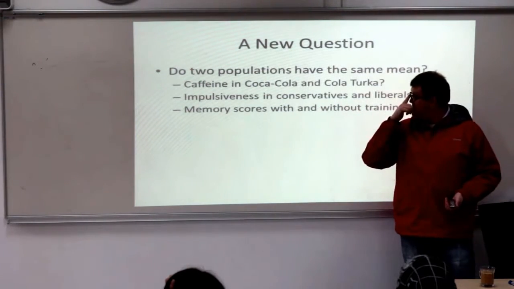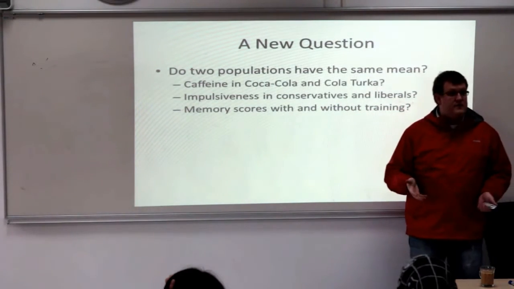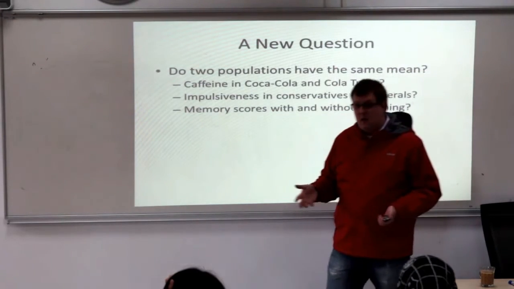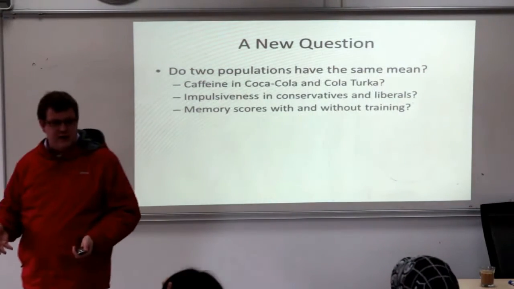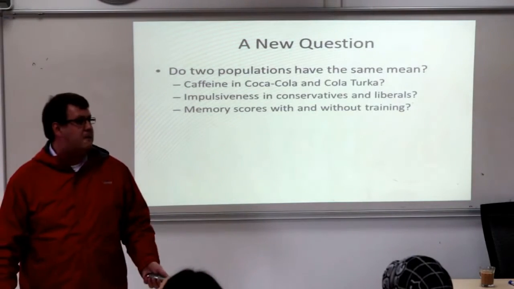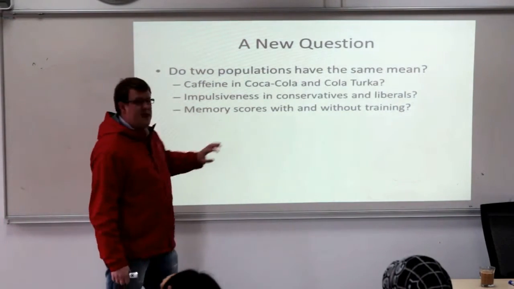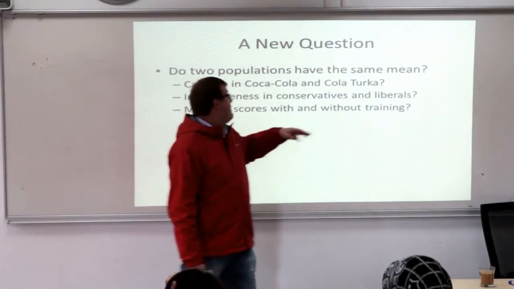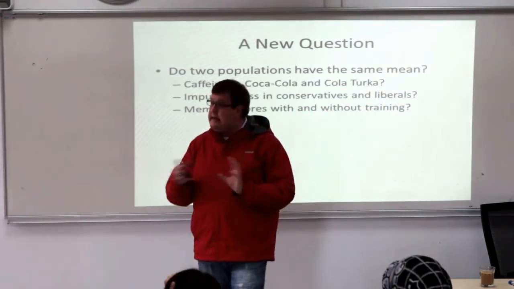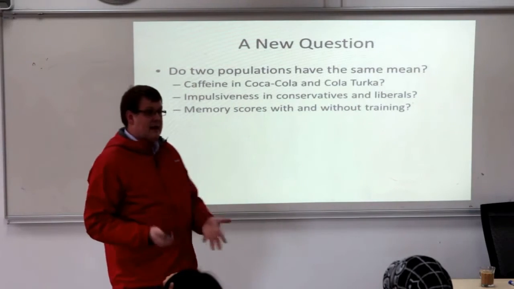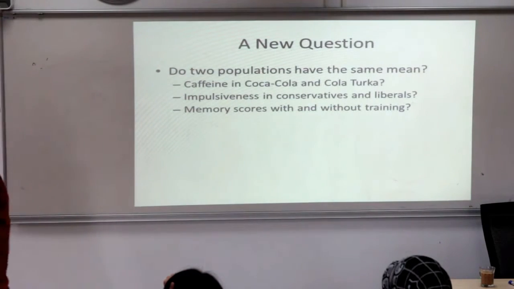Is there differences in the impulsiveness of conservatives and liberals? You might think, well, conservatives, they're conservatives, right? So if they're conservative, maybe they're not going to be as impulsive as liberals. Maybe. So you could develop some measure of impulsiveness, give it to a sample of conservatives, give it to a sample of liberals, and see if you're finding different levels of impulsiveness for both groups.